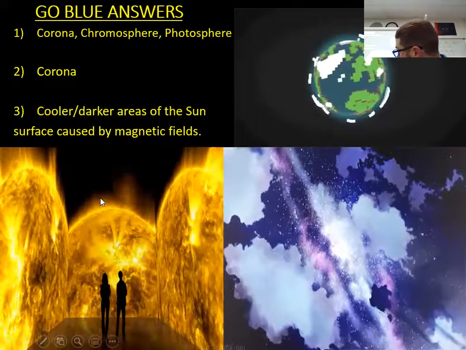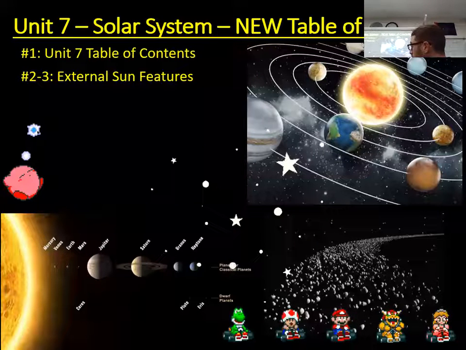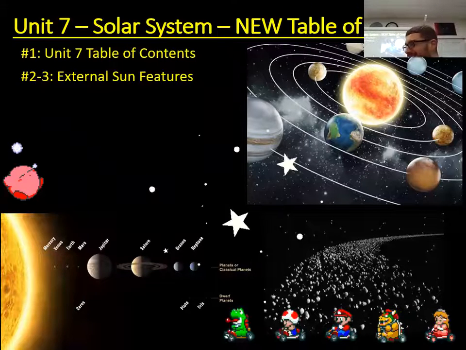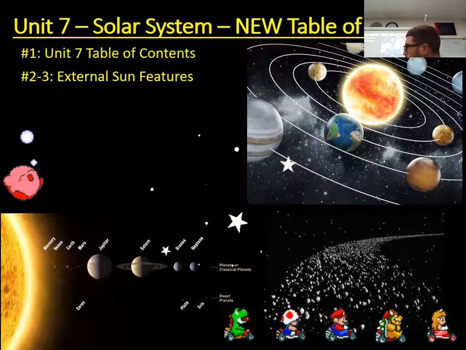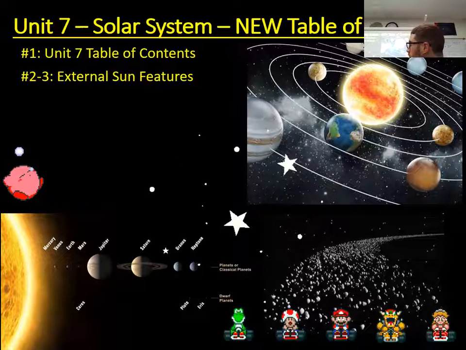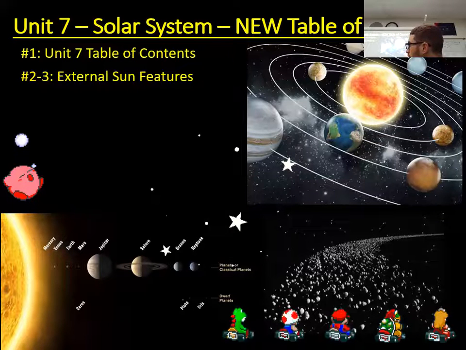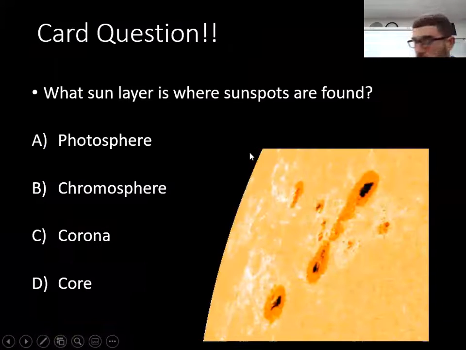Moving on, guys, the table of contents is the same as yesterday. Page 1, the Unit 7 table of contents, and pages 2 through 3, the external sun features, the same as yesterday, so I'll leave it up for a moment. Okay, let's continue from there with our first practice question.